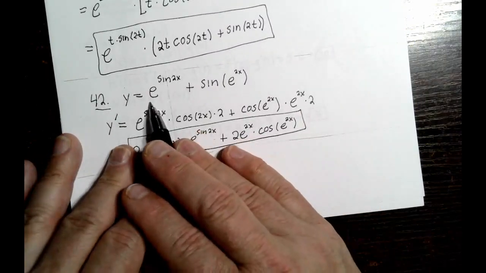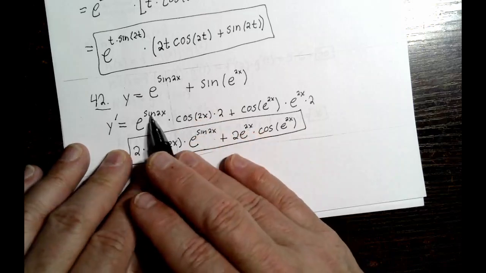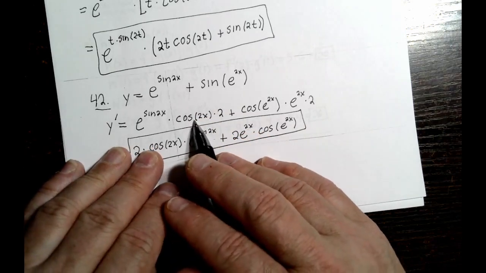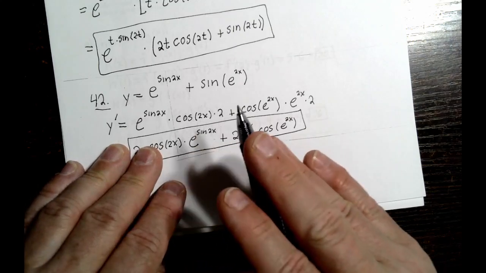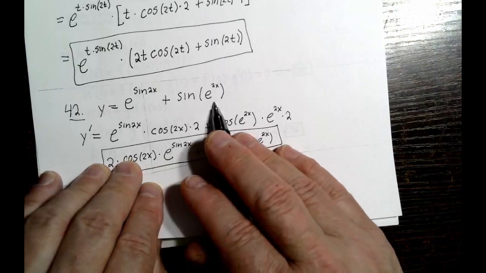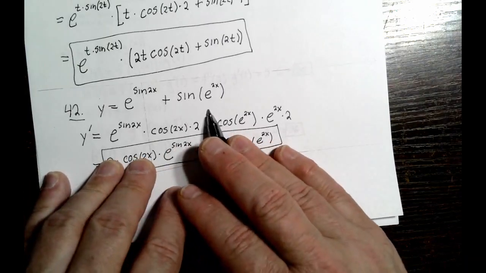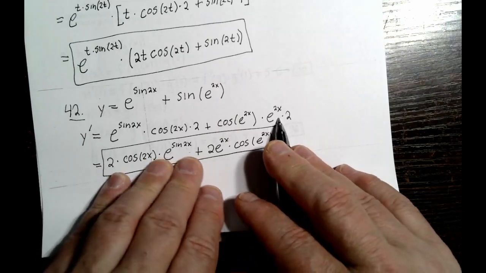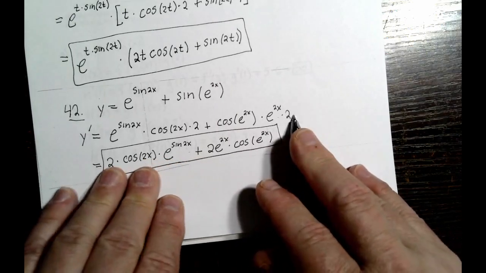Here, the derivative of e to the sine of 2t is e to the sine of 2t times the derivative of sine of 2t, which is cosine 2t times the derivative of 2t, or 2. This guy's derivative is cosine of this times the derivative of e to the 2x, which is e to the 2x, times the derivative of 2.